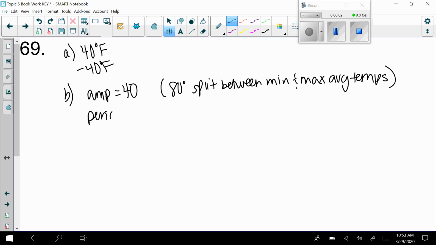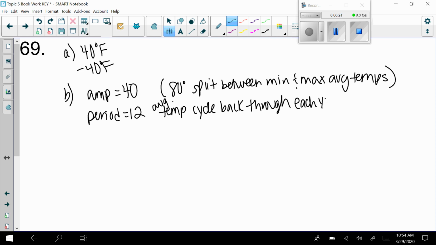The period, it appears to be 12 on the graph. So temperatures are going to cycle back through average temperatures. Average temperatures will cycle back through each year or every 12 months. So that's what the period is going to mean.